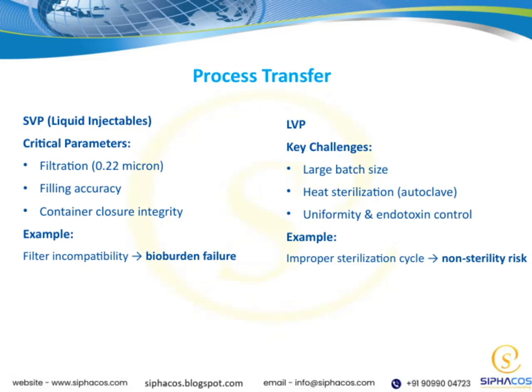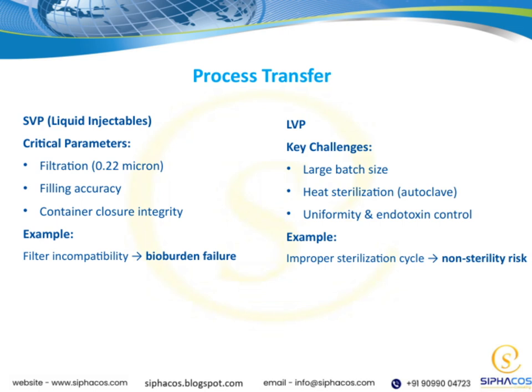Now, let's take a closer look at some of the key challenges we face in our processes. One major issue is handling large batch sizes, which can complicate consistency and control. Heat sterilization, like autoclaving, is essential, but also tricky because it requires careful management to ensure everything is properly sterilized without damaging the product. Uniformity and endotoxin control are critical as well, because even small deviations can lead to contamination risks or variability in product quality.